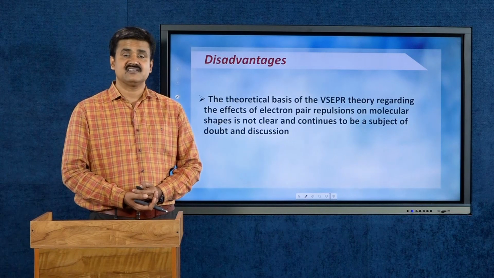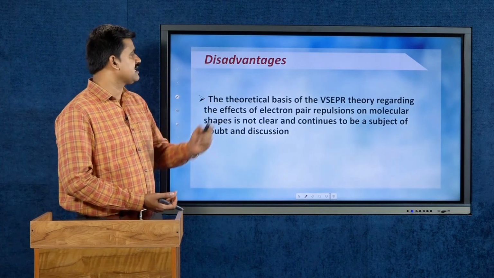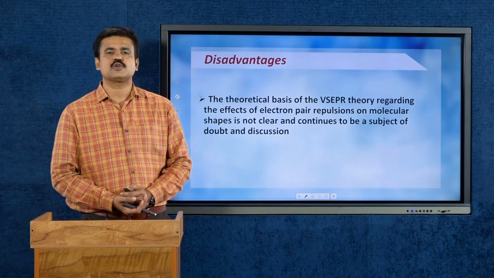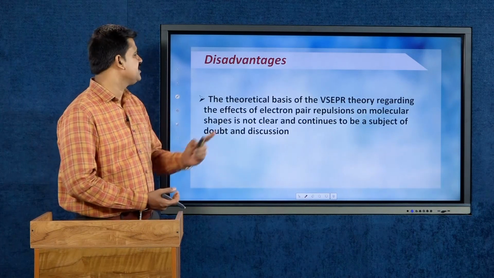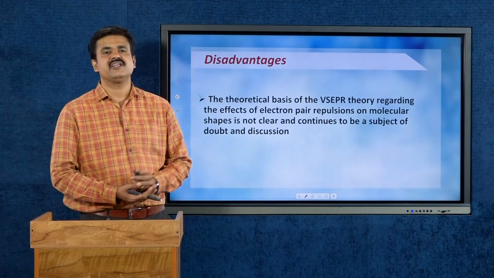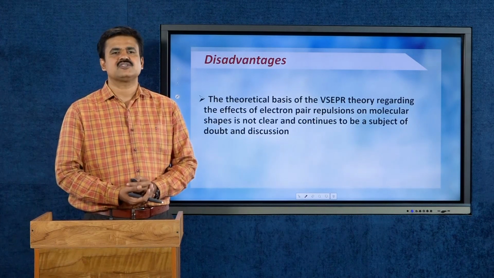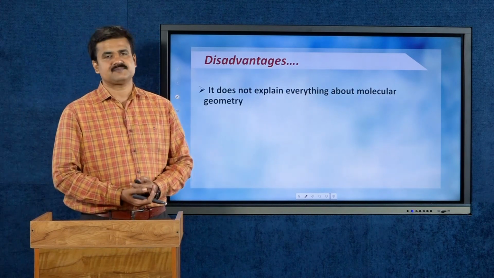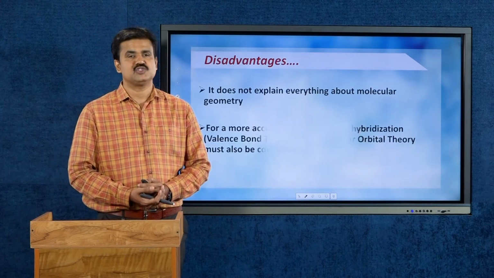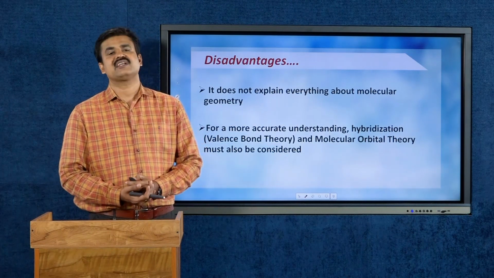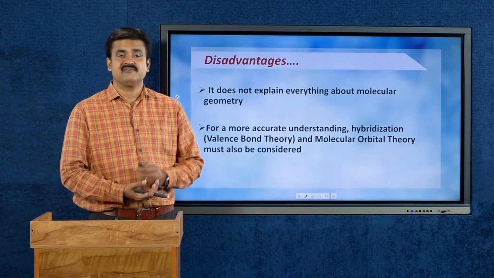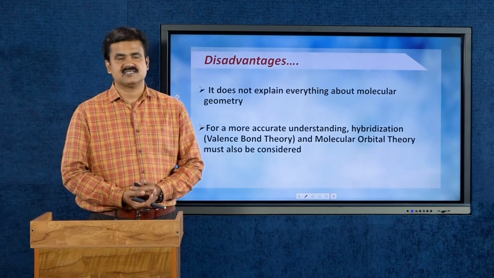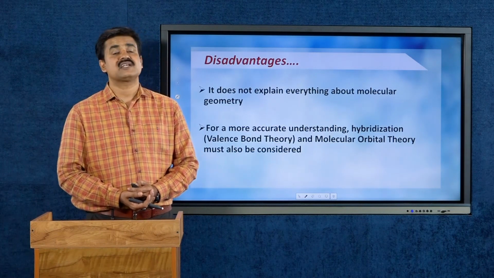Now, these are the disadvantages. The theoretical basis of the VSEPR theory regarding the effects of electron pair repulsion on molecular shapes is not clear and continues to be a subject of doubt and discussion. It does not explain everything about molecular geometry. For a more accurate understanding, hybridization, which is based on valence bond theory, and molecular orbital theory must also be considered. So, VSEPR theory is not a standalone theory.